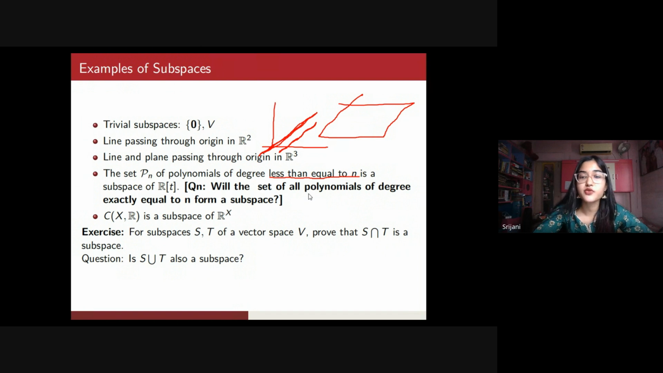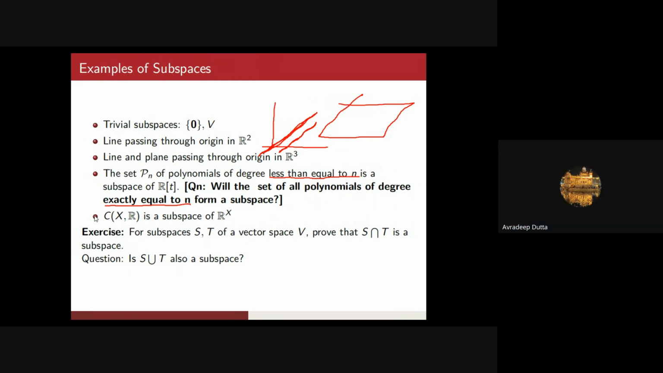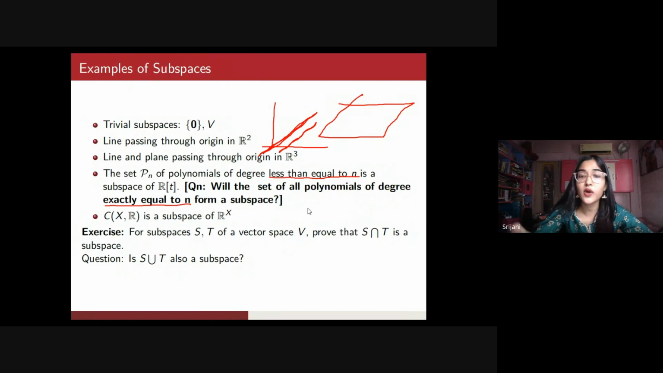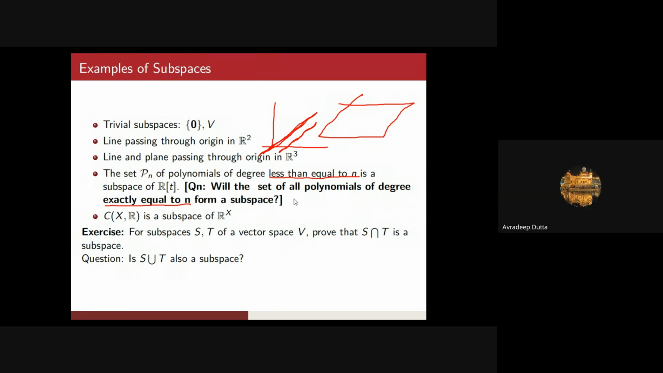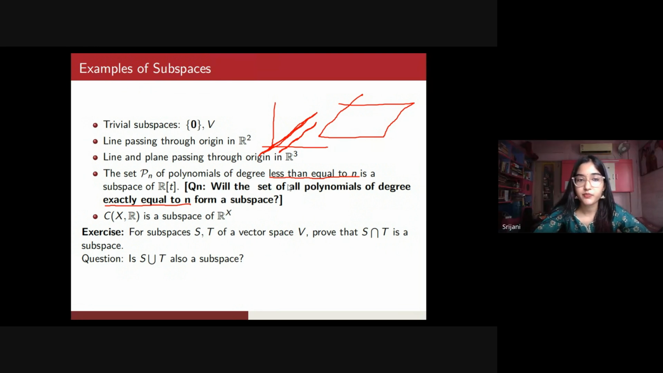Now the question is, will the set of polynomials of degree exactly equal to n form a subspace? No, I guess because of the lack of zero vector. Yeah, lack of zero vector. You add two degree n polynomials, it may not give the highest coefficient, so when we add, that case also fails. Yes, so this will not.